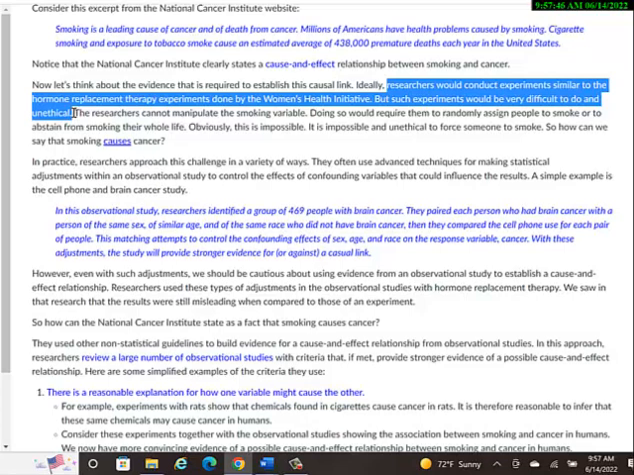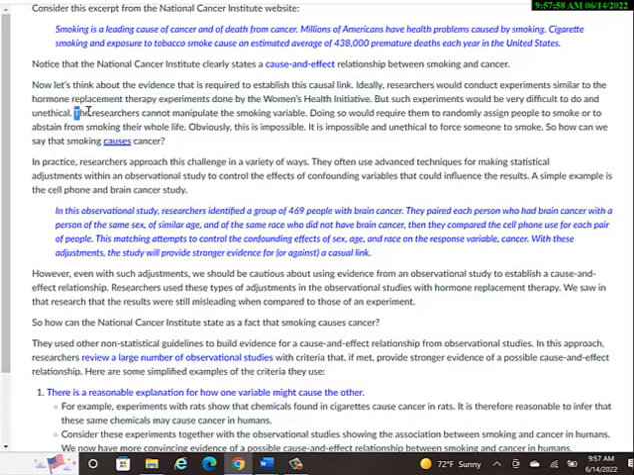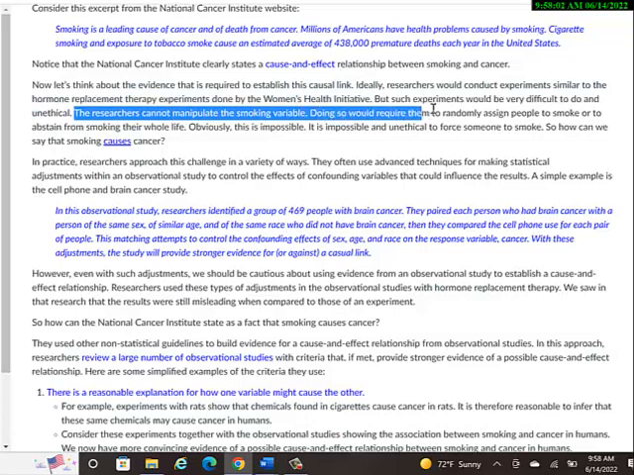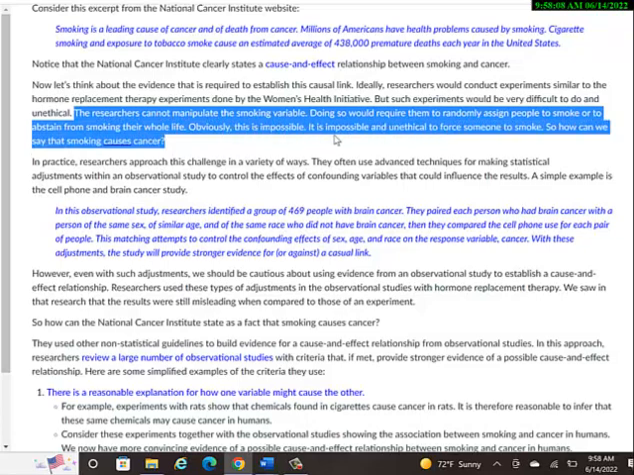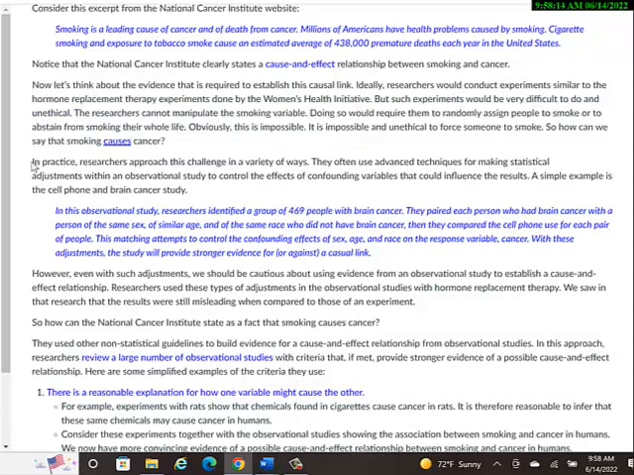We kind of know at this point that there's an association, at least, if not a cause and effect relationship between smoking and cancer. So having one group smoke and another group not smoke would be very unethical, to ask people to do something that's bad for them. The researchers cannot manipulate the smoking variable. Doing so would require them to randomly sample people and make them smoke or abstain from smoking. Obviously, this is impossible, and it's unethical to force someone to smoke. So how can we say that smoking causes cancer?